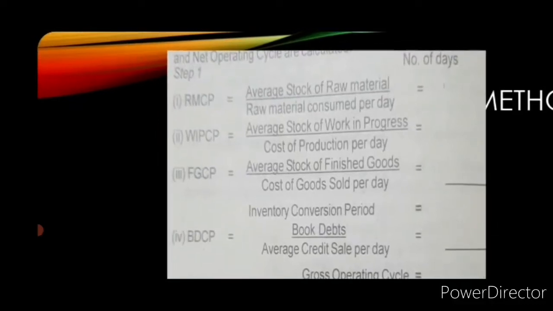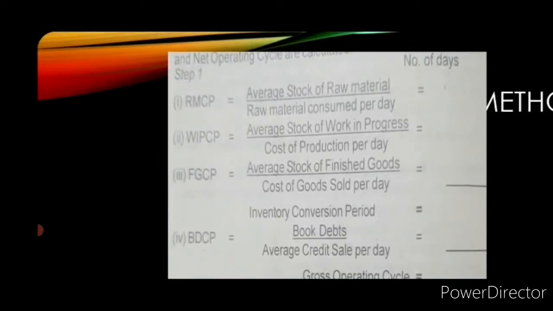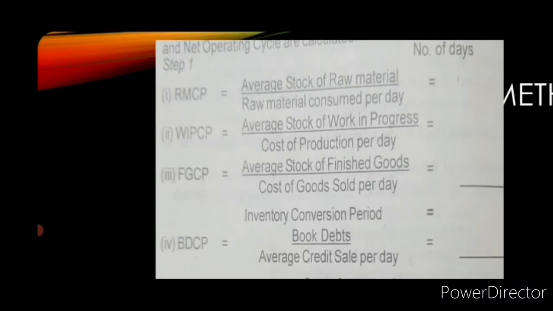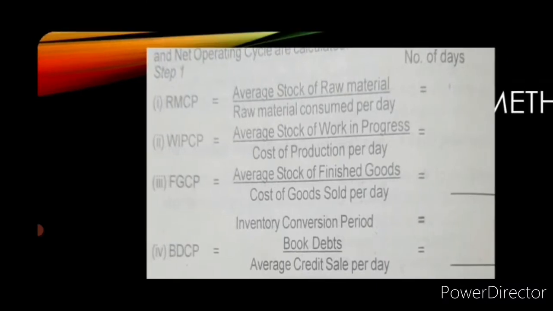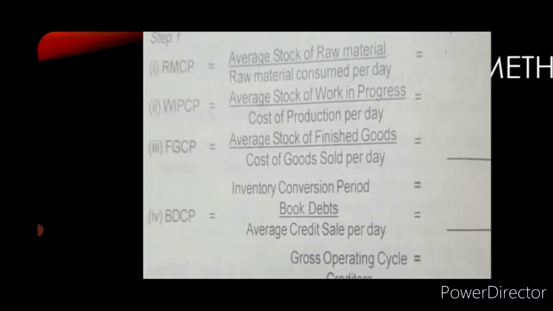What is operating cycle? That is conversion of cash into cash. As first step, we'll find out raw material conversion period, that is equal to average stock of raw material divided by raw material consumed per day. Work in progress conversion period is equal to average stock of work in progress divided by cost of production per day. Finished goods conversion period is equal to average stock of finished goods divided by cost of goods sold per day.